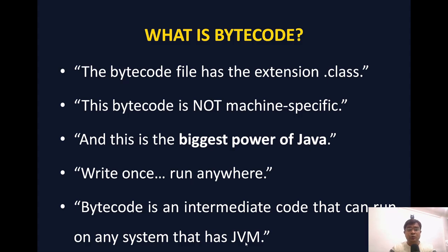So what is bytecode? The bytecode file has the extension .class. I've already told you, this bytecode is not machine specific, and this is the biggest power of Java. It's not dependent on the machine. It's basically write once, run anywhere. That's why Java has this feature. So bytecode is an intermediate code that is going to run on any system which has a JVM.